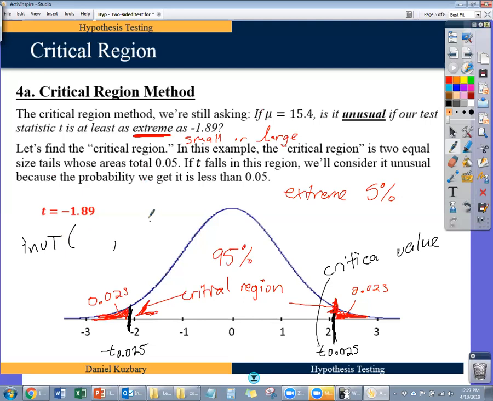And inverse t takes in two things. You've got to tell inverse t the area to the left, and you've got to tell it the degrees of freedom, which in our case, the degrees of freedom are 34. The area to the left, well, it depends on which one you want to find. They're negatives of each other. They're opposites of each other. So if you want to find the negative one, just put in 0.025. If you want to find the positive one, put in the opposite of 0.025. I think it's easier to just put in 0.025 and find the negative one. So we're going to do that in our calculator.